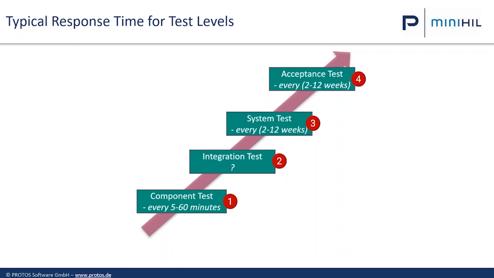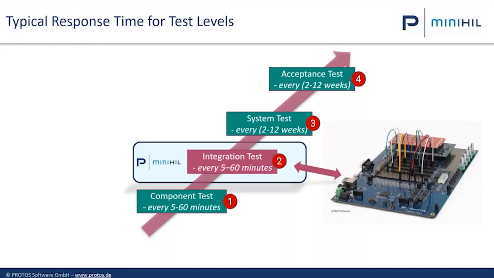So there are actually very expensive tests that are done once at the end of the development, or maybe twice during development, because they are so expensive to do. And the acceptance test is also on a system test level, so that's also usually not done very often, like the system test. So with the Mini Hill, you can run the hardware software integration test every couple of minutes. So basically every code change you can test with the Mini Hill.